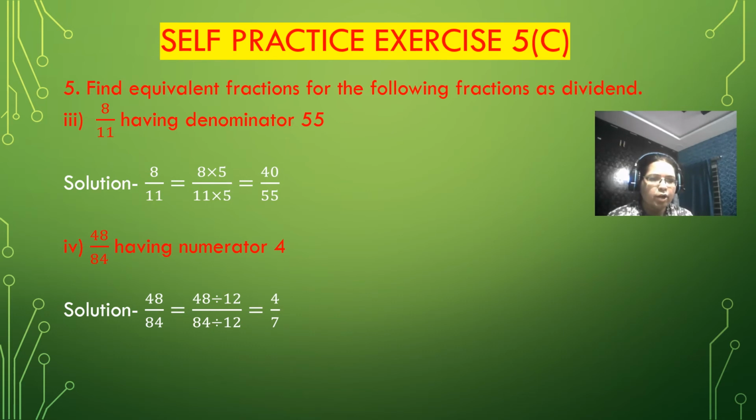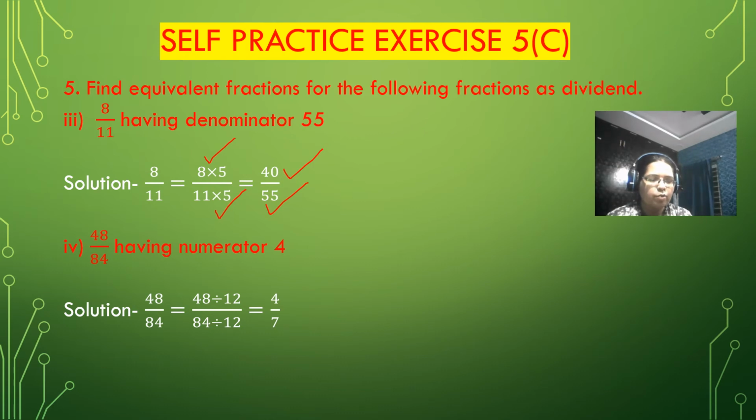We know denominator 11 multiplied with 5 we get 55. So we have to multiply the number 5 with both numerator and denominator of 8 divided by 11. So multiply the numerator 8 with 5 we get 40 and denominator 11 with 5 we get 55. So 40 divided by 55 is the equivalent fraction of 8 divided by 11.